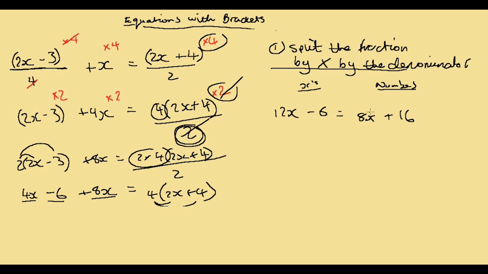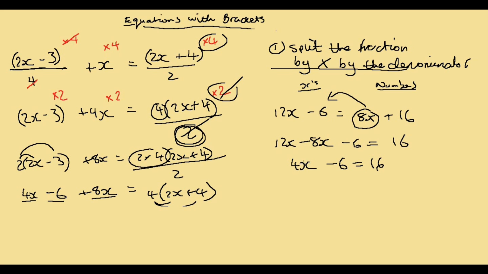So how do I get the x's onto the left? Well, I've clearly got 8 x's on the right. I'm going to move them over. That must mean that they're going to become negative, if that's the way you wish to think of it. 12x, take away 8x, take away 6 equals 16. Now 12x take away 8x is 4x. And then I've got minus 6 equals 16.